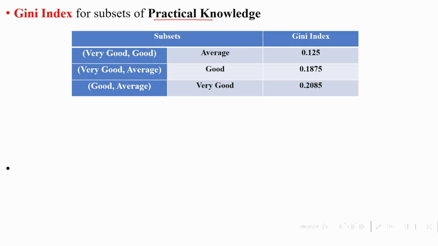Now we are going to find out the other attribute, that is practical knowledge. Here we have different possibilities, subset 1 and subset 2. Like that we will find the different possibilities of the practical knowledge: very good, good, and average.